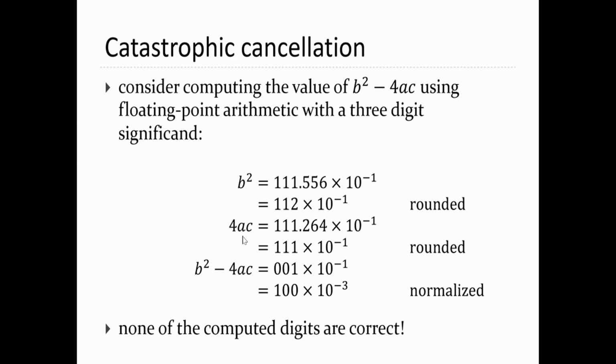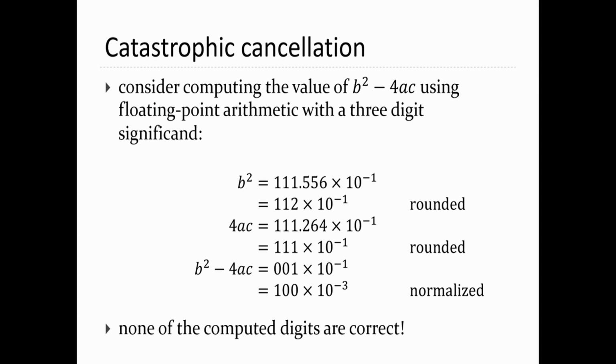So what happens when you compute 4ac? If you calculate 4ac using the values on the previous slide, you get 111.264. Again, 6 digits in the answer, but I can only hold 3 of them. So now I get 111 times 10 to the minus 1. So that's b squared, that's 4ac.